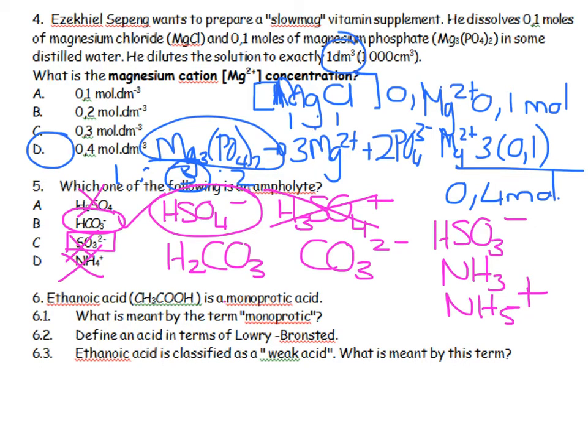Ethanoic acid is monoprotic. What is meant by the term monoprotic? It has one hydrogen to donate. Define an acid in terms of Bronsted-Lowry. It is a proton donor. And ethanoic acid is classified as a weak acid. What is meant by this term? It ionizes poorly in water.